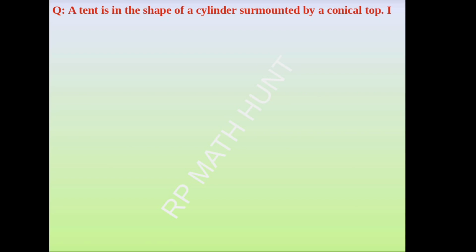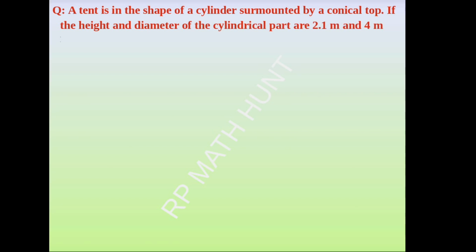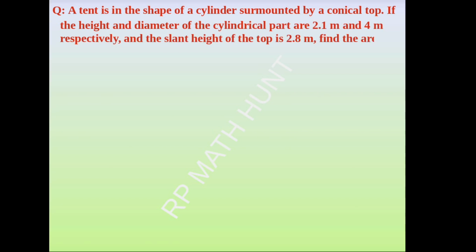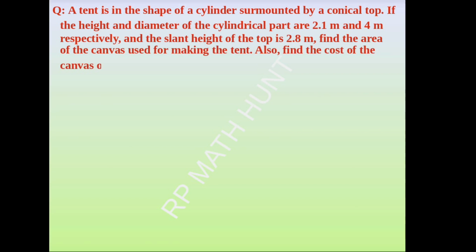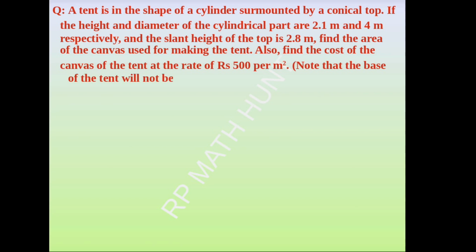112. A tent is in the shape of a cylinder surmounted by a conical top. If the height and diameter of the cylindrical part are 2.1 meters and 4 meters respectively, and the slant height of the top is 2.8 meters, find the area of the canvas used for making the tent. Also find the cost of the canvas of the tent at the rate of rupees 500 per square meter. Note that the base of the tent will not be covered with canvas.